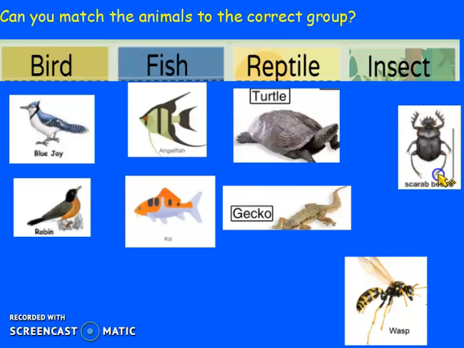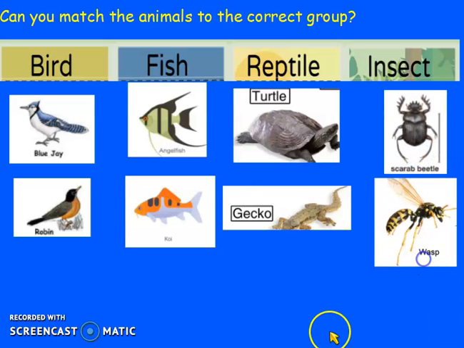Insects. We've got the beetle and the wasp. Well done if you organised those into those groups. Great work, Year 4.